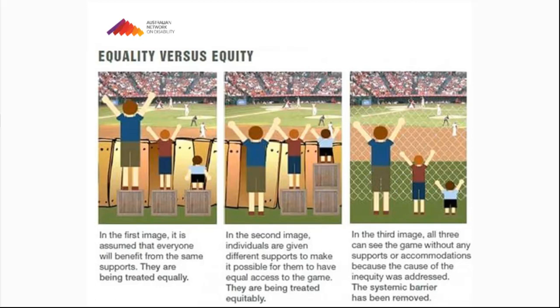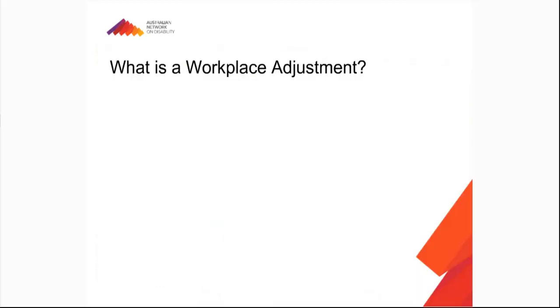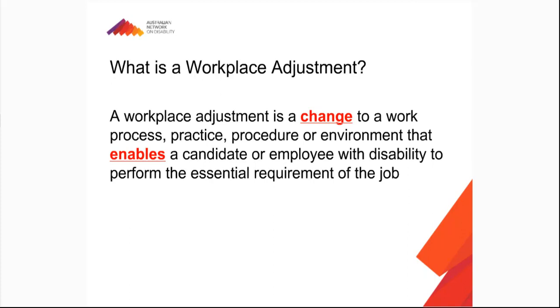When you give everyone a box, so this is the first picture, when you give everyone a box to stand on, the shorter person still isn't able to equitably participate in watching the ball game. But when you give people adjustments, or in this case boxes, based on their individual requirements and needs, then everyone is able to see the game and to participate. The last illustration on the right demonstrates what you might call a perfect world. So this is where there are no barriers. In this case, the barrier was the fence. And therefore, because there are no barriers, there are no requirements for adjustments. Wouldn't that be nice?